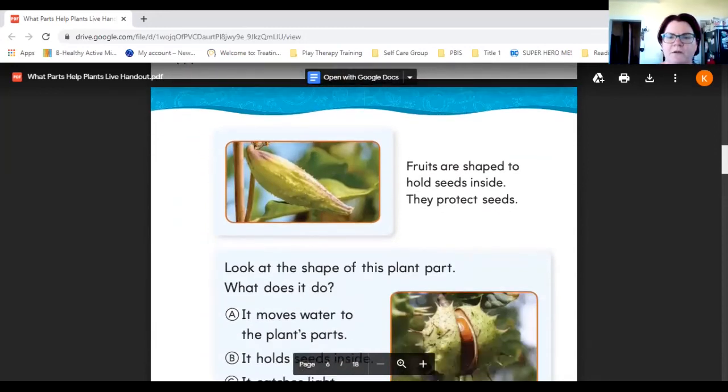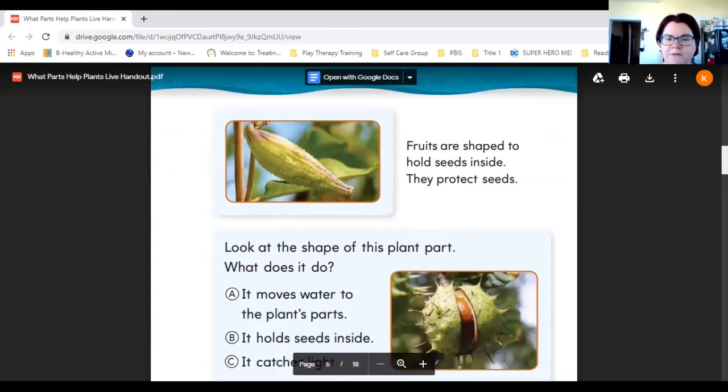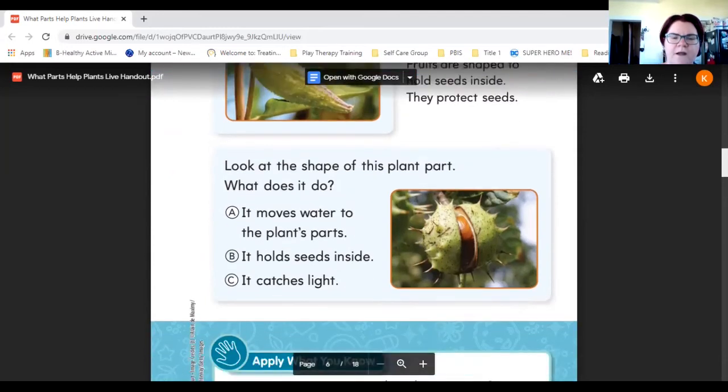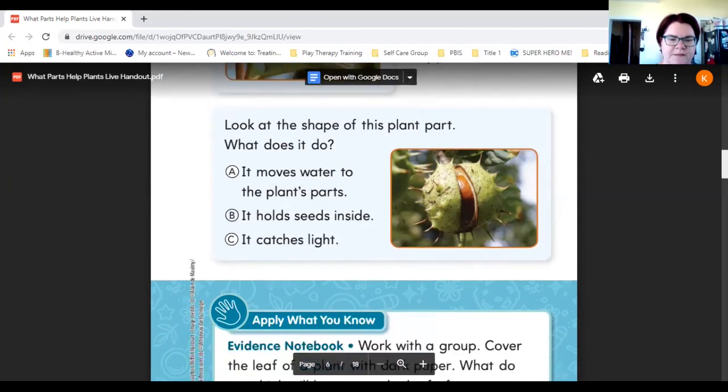And then remember, the fruits are shaped to hold seeds inside them. And the fruits protect the seeds. The seeds are what make baby plants. All right, look at the shape of this plant part. What does it do? Does it move water to the plant's parts? Does it hold seeds inside? Or does it catch light? Look at the shape of it. It's not a long skinny tube, and it's not flat. It must be B. It's holding a seed inside.